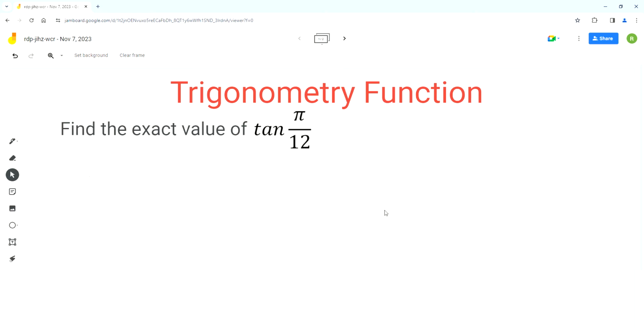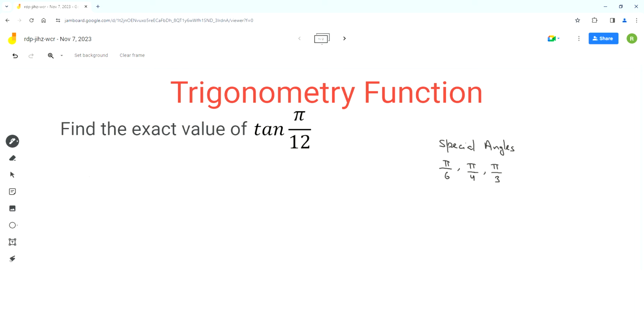Hello everyone. So in today's video, we will find the exact value of tan of pi over 12. The first thing we should do is try to relate angle pi over 12 with the special angles. The special angles are pi over 6, pi over 4 and pi over 3. So pi over 12 is half of pi over 6.